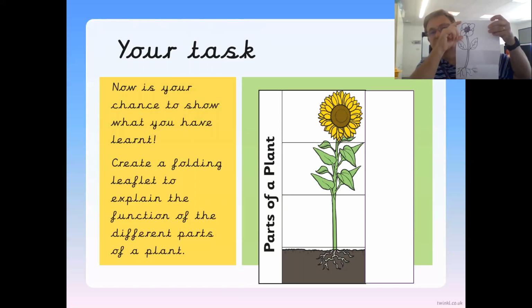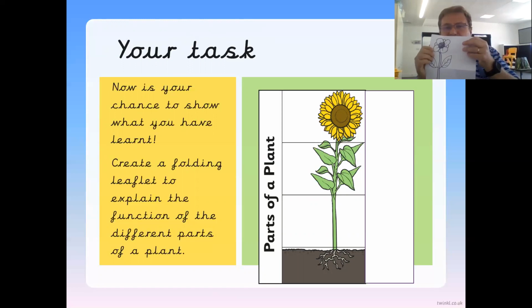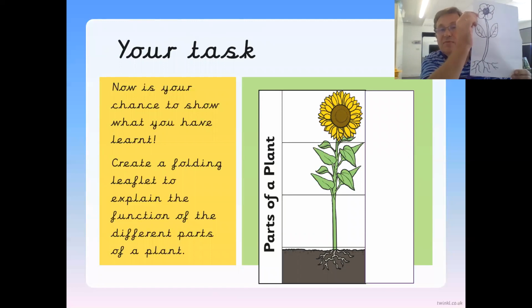So at the top you've got the flower, the middle you've got the leaves, this bit is the stem or trunk, and then this bit is the roots. And then I want you to write a sentence describing what each of these things does. So see what you can remember, very simple words to say what each part of the plant actually does. When you've done that, you can photograph it and stick it on tapestry.